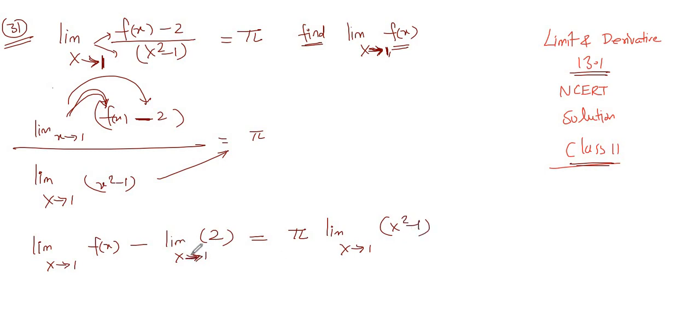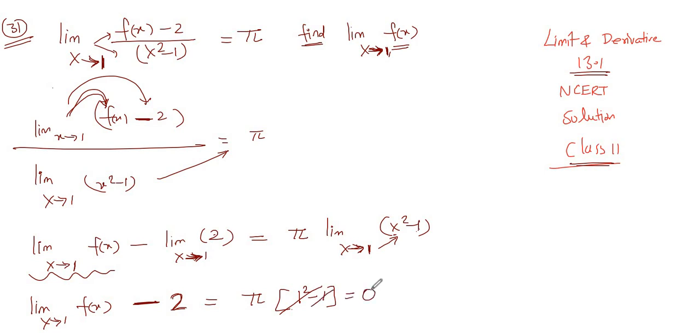In order to solve a limit, we just need to put x is equal to 1 everywhere. This part I don't know, I am supposed to find this part. Minus, put x is equal to 1. Here there is no x, so it will be just 2 because there is no x. Is equal to pi into, here you put 1, so 1 square minus 1. What is 1 minus 1? It is 0. So this is nothing but 0.